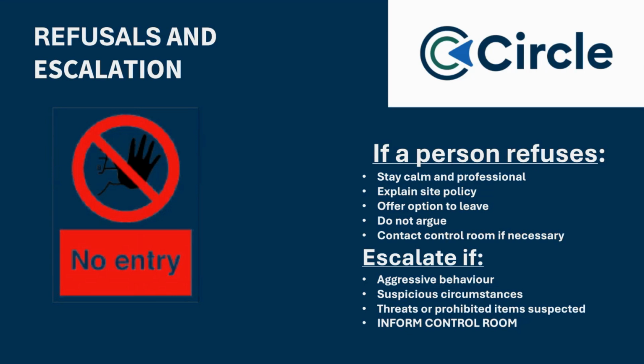You escalate if the individual refusing becomes aggressive in nature, or has suspicious circumstances around the reason why they refuse. For example, they have a pointy object in their trouser pocket. You identify the pointy object potentially as a lethal weapon. So that creates suspicious circumstances indicating why they might potentially be refusing the search. If threats or prohibited items are suspected, as I mentioned, you are to inform your control room and your management.